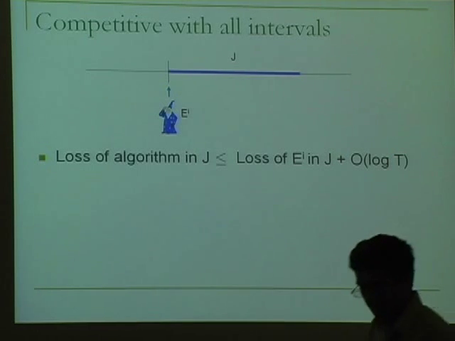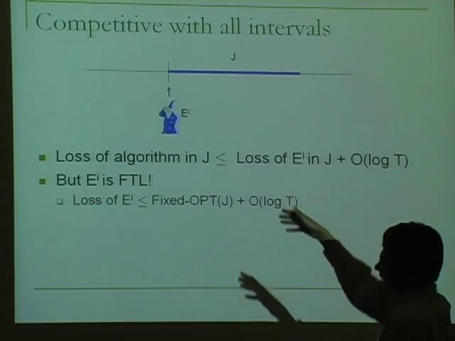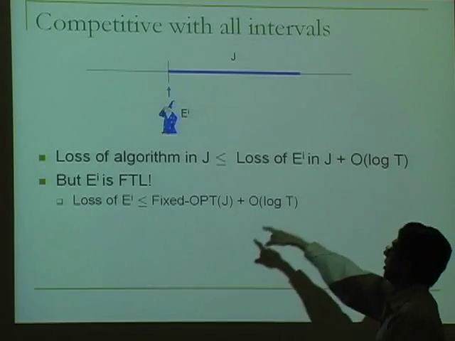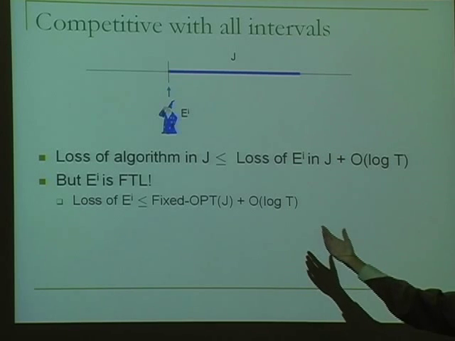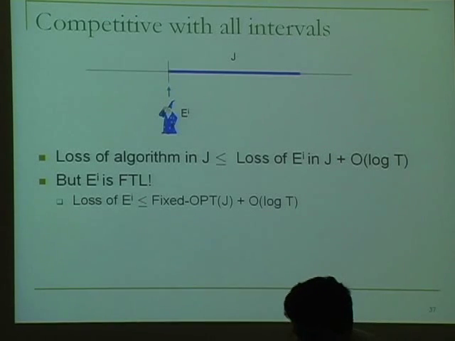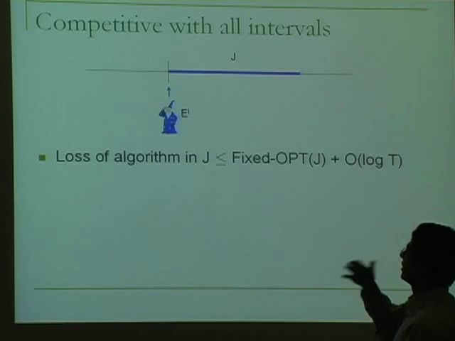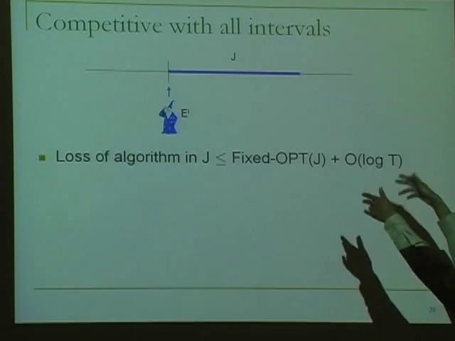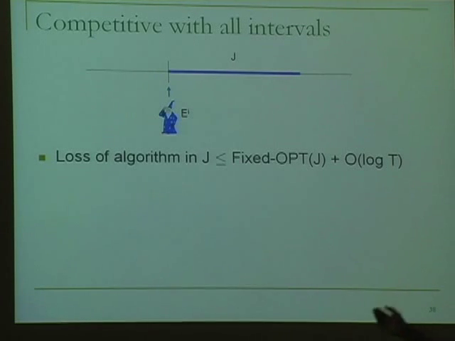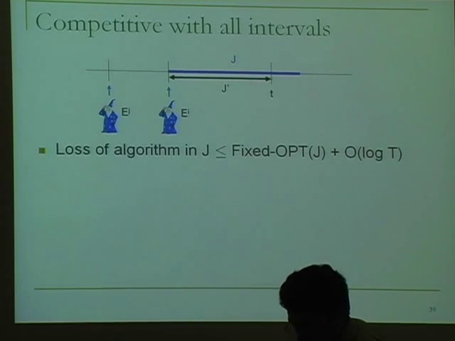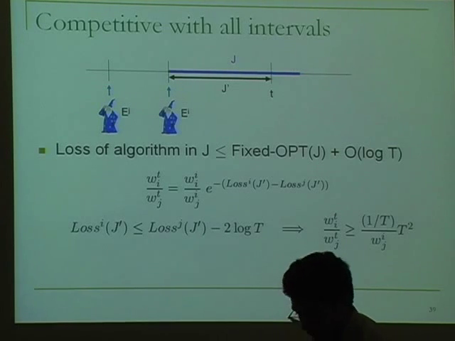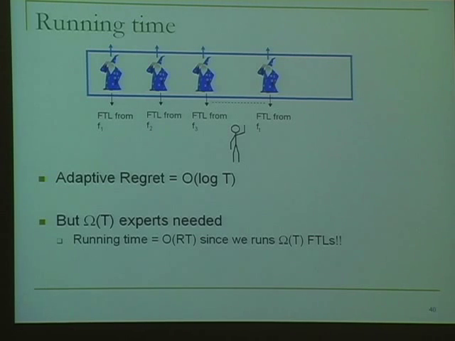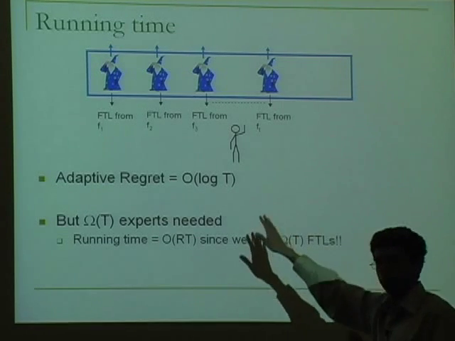And remember that e_i is actually a follow the leader. So the loss of e_i in that interval is less than the fixed optimum of that interval plus an additional O of log t. So you just put it together, and what you get is that the loss of our algorithm is less than fixed opt plus log t. So our regret in that interval is O of log t. And let me not go through the math here. So using this, you get an adaptive regret of O of log t.